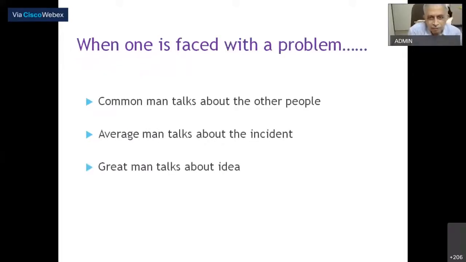A common man talks about other people, what they have done. He has gone here, he has come there, he has written, he has not published. So you waste your time in discussing what others have done. Whereas an average man talks about the incident. He not only looks at the people, he tries to look at the problem, what has occurred. Whereas a great man looks at ideas. So he looks at how to solve the problem. I hope that all those who are listening to this will become great men and develop great ideas for the future.